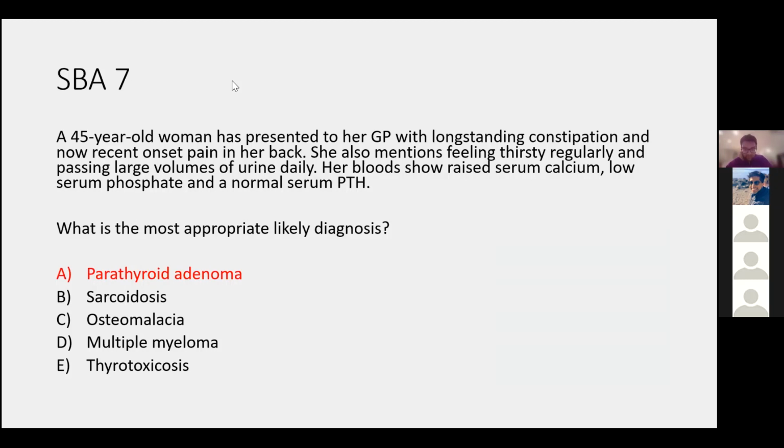So this patient has primary hyperparathyroidism, and you may think, okay, she has a normal PTH, but this is inappropriately normal. Because she has a raised serum calcium, you'd expect her PTH to be suppressed through negative feedback, but the fact that it's normal suggests that there's a degree of secretion which is independent of calcium control.